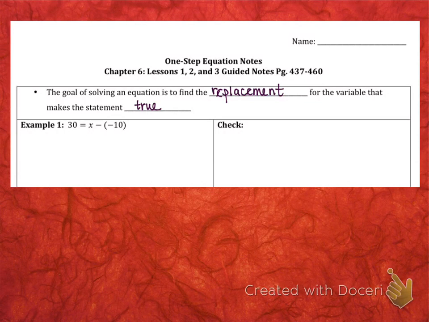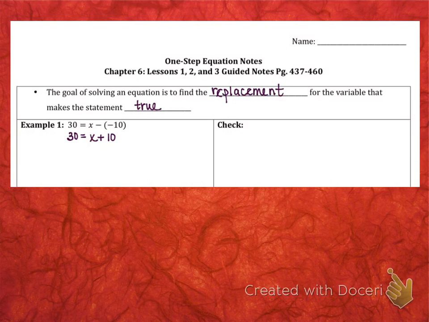For example 1, we'll take a look at 30 equaling x minus negative 10. The first thing I would advise you to do is rewrite the subtraction. Now my equation is cleaned up: 30 equals x plus 10. So what you want to look at is whatever is on the same side as the variable, because we want to get the variable alone.